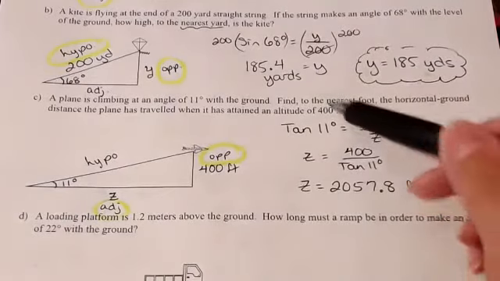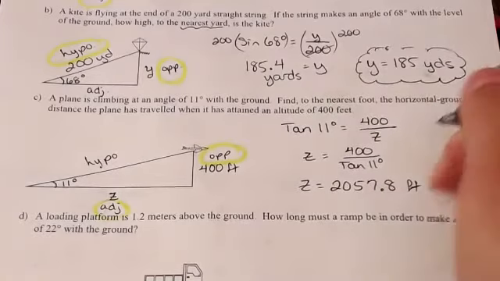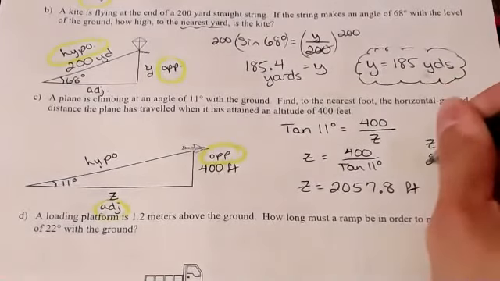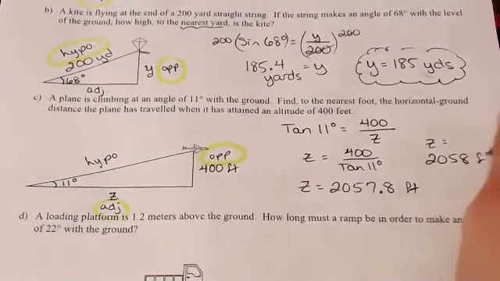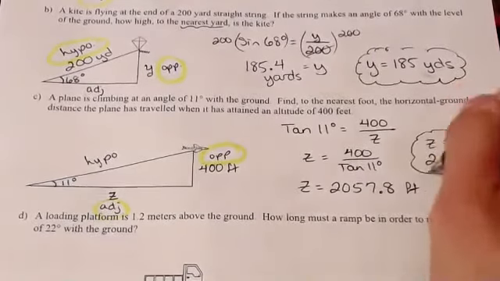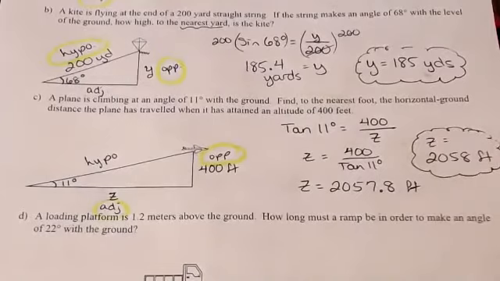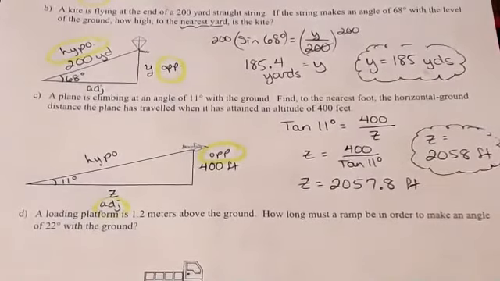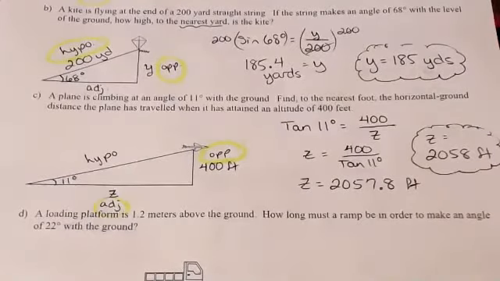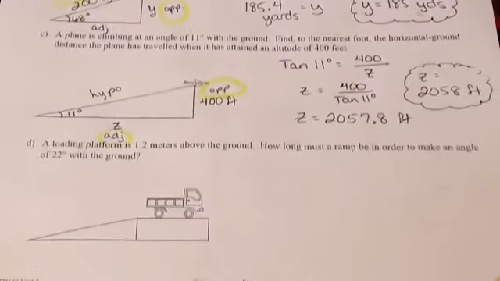And then for this one, it says find to the nearest foot. So my answer is actually going to be 2,058 feet. We'll round up to the nearest foot. Good, much better, much better, much better. Super cool.